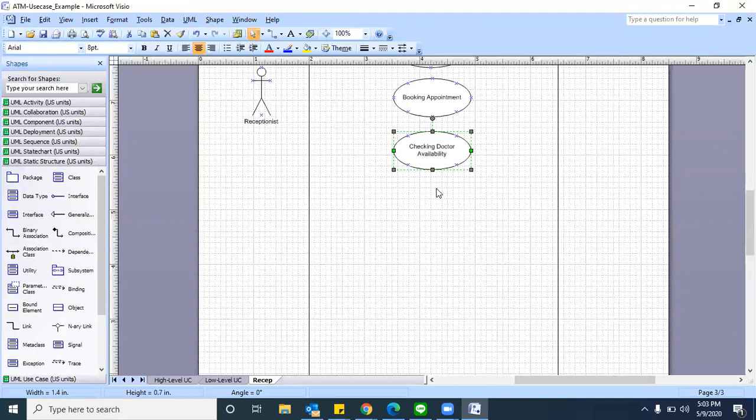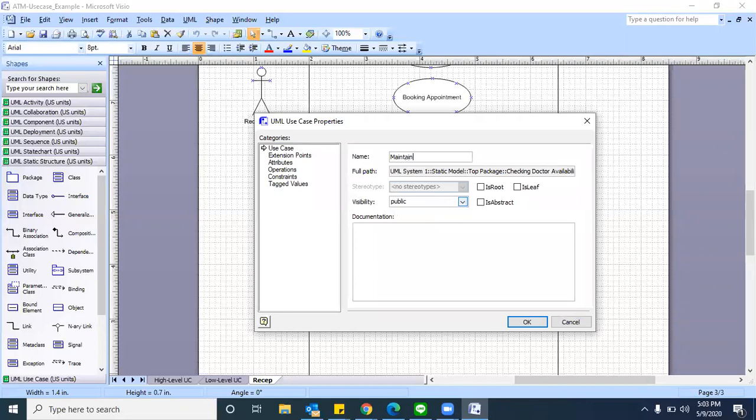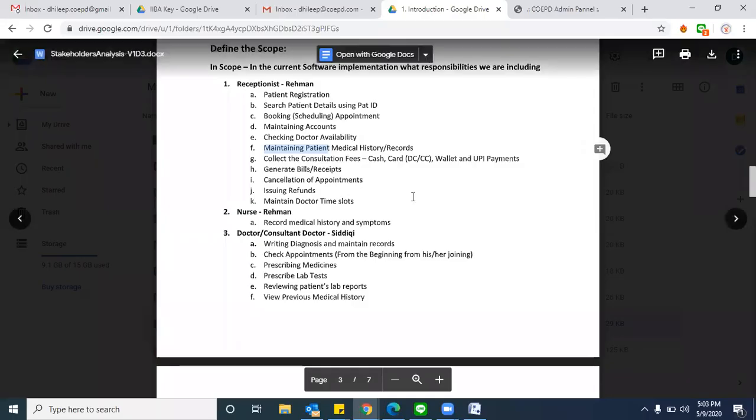Yeah, sure. So the next one is maintaining patient medical history, right? Yes. Maintaining patient medical history, right? Yep. Next, collecting consultation fees, right?